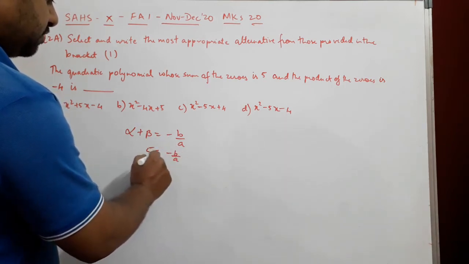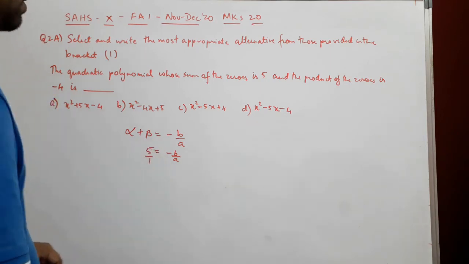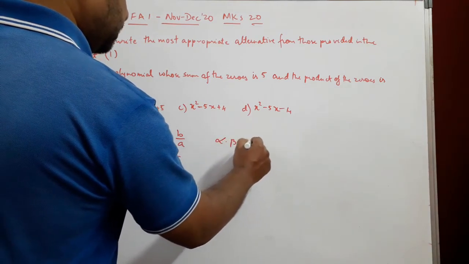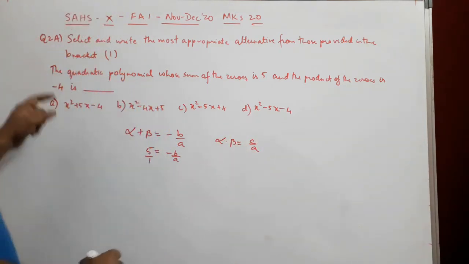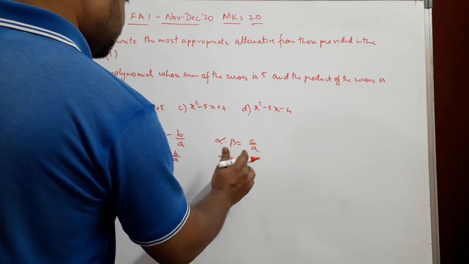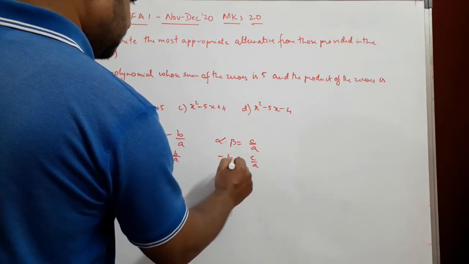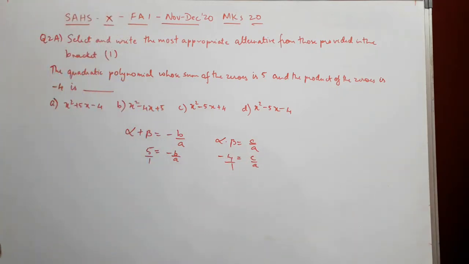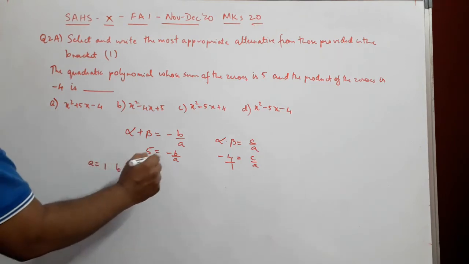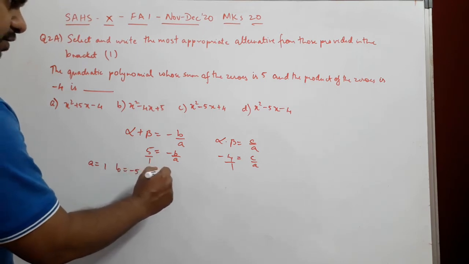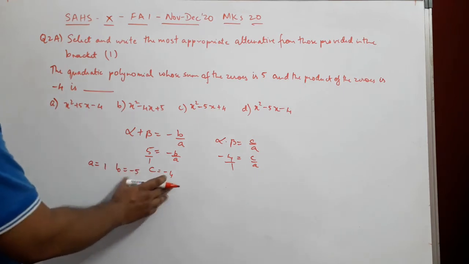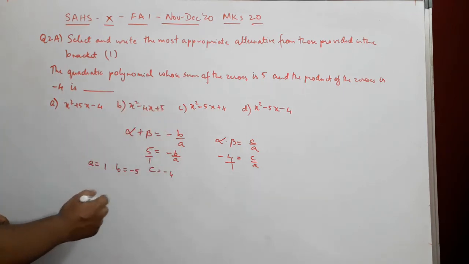We have been given alpha plus beta, which is 5, and this is equal to minus b upon a. So we can take 5 upon 1, and the product, alpha into beta, is c upon a. Alpha into beta is given as minus 4, equal to c upon a, so we can take that as minus 4 upon 1. From here we can easily find out that a is equal to 1, b is equal to minus 5, and c is equal to minus 4.